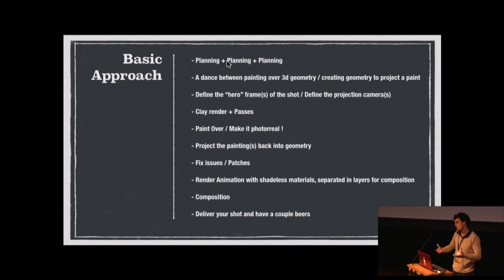So once you're done with your painting, you project this painting back onto your geometry from your projection cameras, and you fix issues that sometimes appear when you connect your projections or when your projections don't cover a part of your object. And then you render out your animation with shadeless materials, because now you want to be fast, and you no longer need the lighting passes and the physically accurate stuff, because everything is baked in your painting. And you render this separated on layers for any compositor. Here you can composite your shot, and then you deliver a shot and go for your Belgian beers.